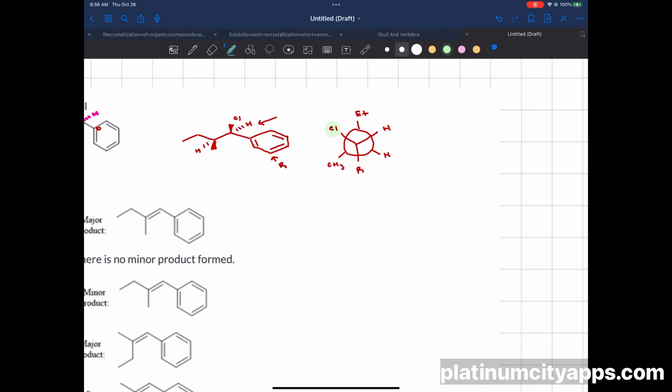But we only care about the beta hydrogen. So because these are already 180 degrees away from each other, we don't need to change anything. But if they were not 180 degrees away from each other, then we would need to change something. And I don't know how to spell, but it's okay.